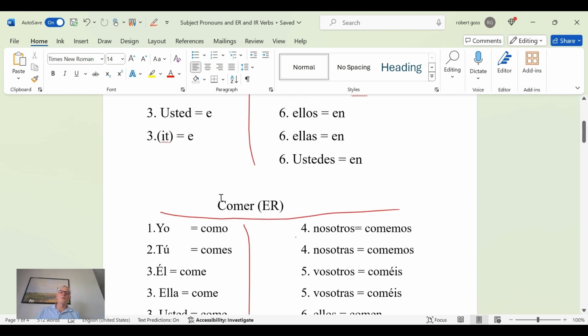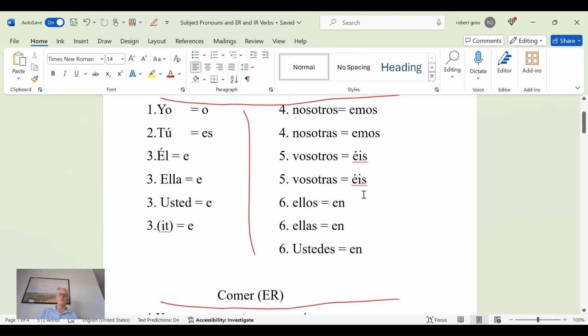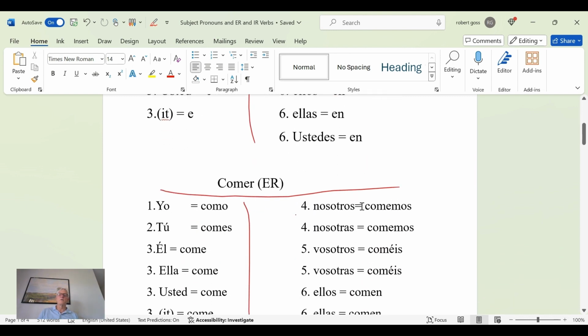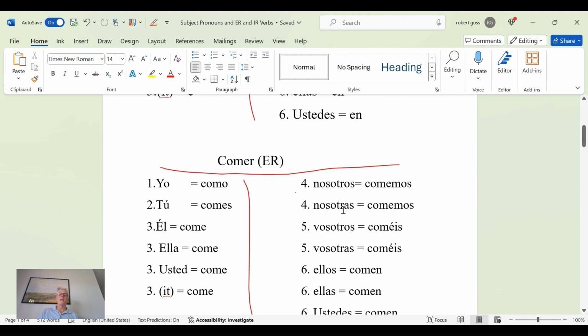Okay, let's go to the plural endings where there's more than one person. Number 4, we have nosotros. Nosotros means we that is masculine, or we that are part of a mixed group where there's at least one boy in the group of people that we call we. We cross off the ER, we put EMOS. So we eat would be nosotros comemos. We that are only girls, well, that would be nosotras, only girls in the group. We cross off the ER, we still put EMOS, and it'd be nosotras comemos.